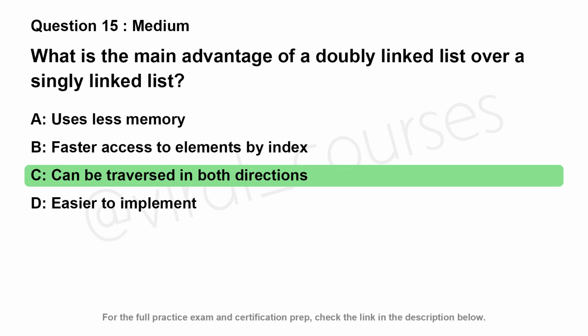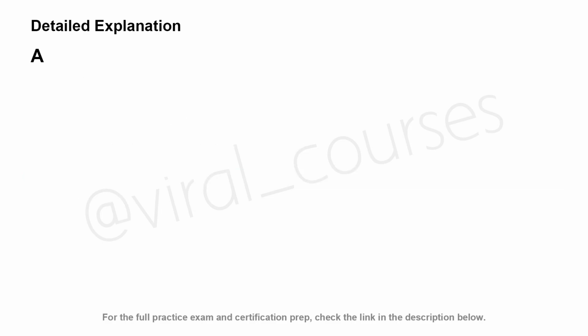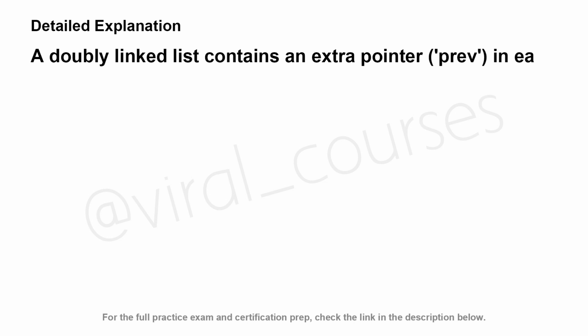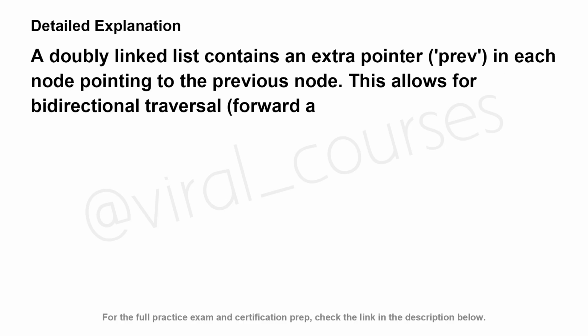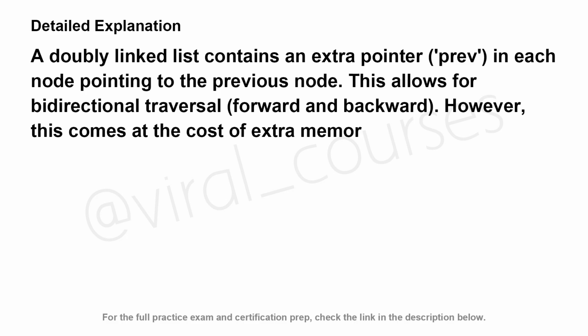The correct answer is C. A doubly linked list contains an extra pointer, previous, in each node pointing to the previous node. This allows for bidirectional traversal, forward and backward. However, this comes at the cost of extra memory for the additional pointer.